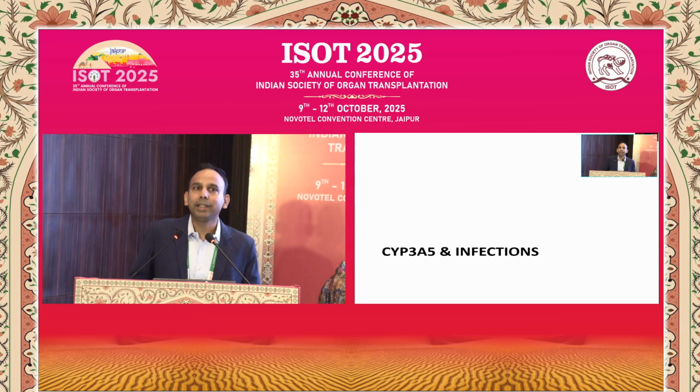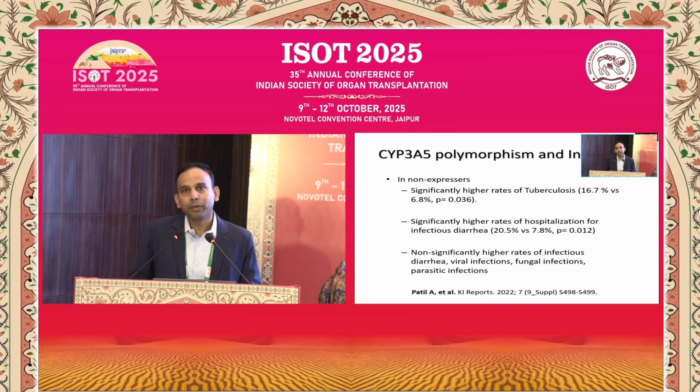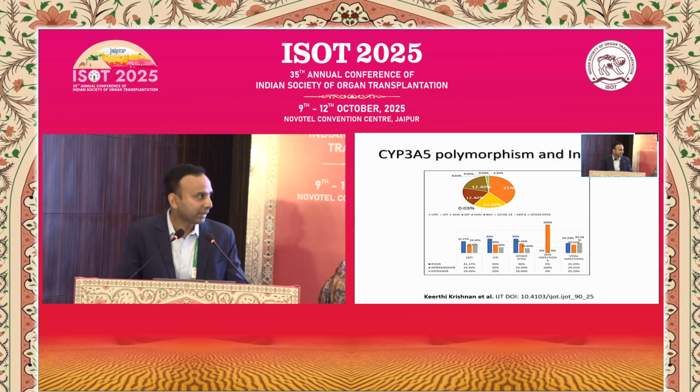Does it affect the incidence of infection? Major big studies have not clearly shown that CYP expressor or non-expressor status can affect the risk of infection. There has been some small data from small case series from India which said that there is increased risk of tuberculosis in CYP non-expressors, probably related to overdosing or the achieving of higher trough levels in non-expressors. Another study published last year in IJT, which was presented in last year's ISOT Congress, also showed a slightly increased risk of infection in non-expressors.